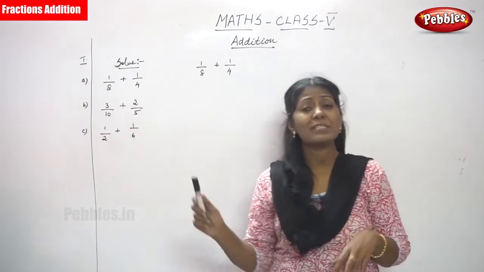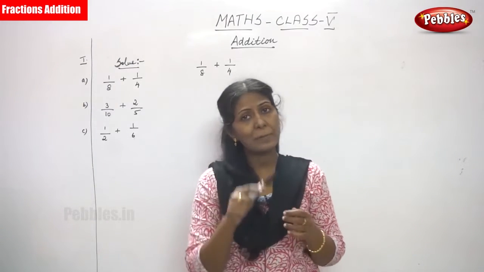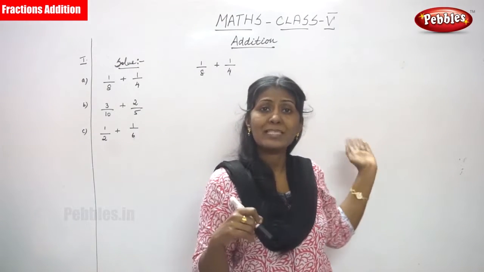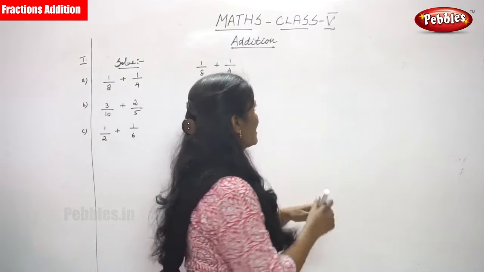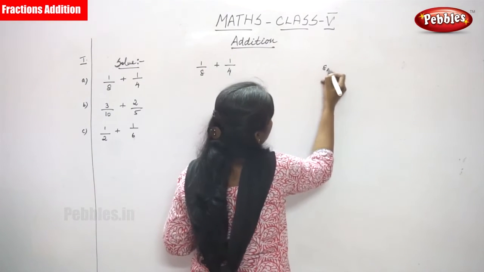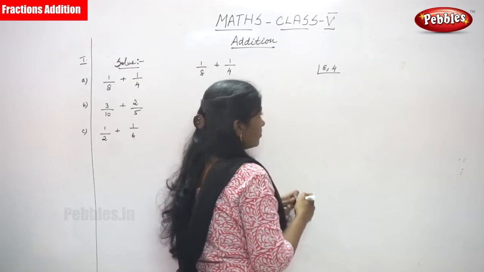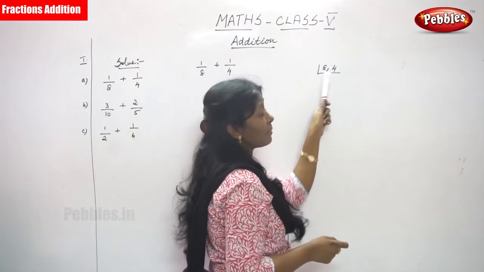But if you write the multiples of 8 means you have to write the multiplication table. So multiplication table means it is a long process. So better you take a shortcut method, that is we are going to take LCM. So look at the method. So 8 comma 4. Look at these two numbers, 8 comma 4.